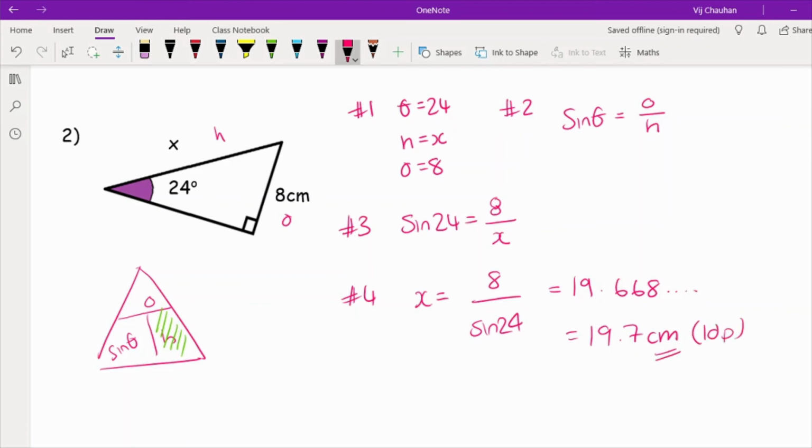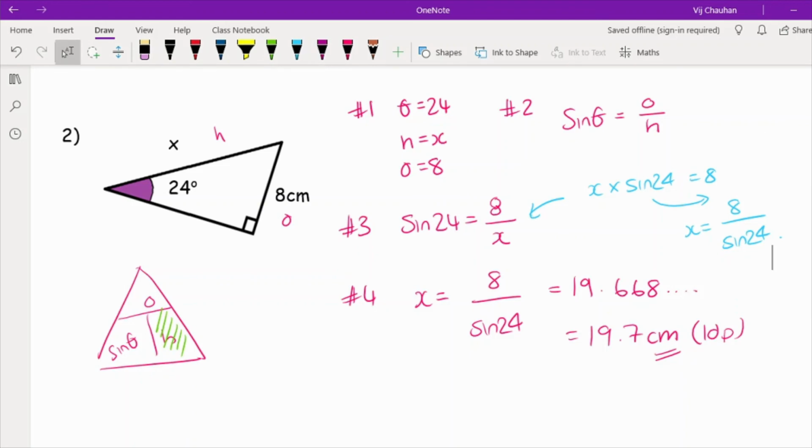Then, moving on, what I could do is take the x over to the side. So let me just go back and use different colours. At this stage, I could have x times sine 24 equals 8, and then take the sine over to the side, in which you end up with the same answer. So it's entirely up to you which one you prefer, triangle or the blue method.